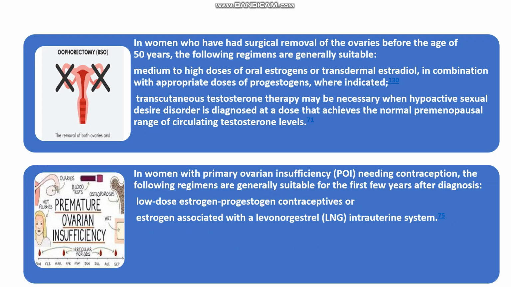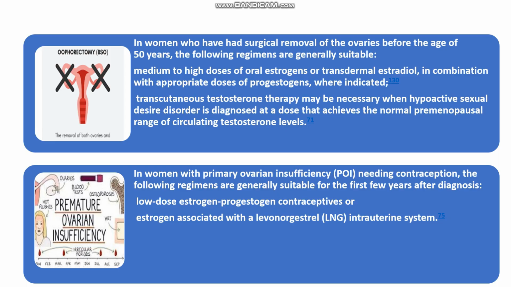In women where the ovaries have been removed, that is the surgical menopause, if the uterus is intact, then medium to high doses of oral estrogen or transdermal estrogen in combination with appropriate doses of progestogen where needed. Transcutaneous testosterone therapy may be necessary when hypoactive sexual desire disorder is diagnosed, at a dose that achieves the normal premenstrual range of circulating testosterone levels.